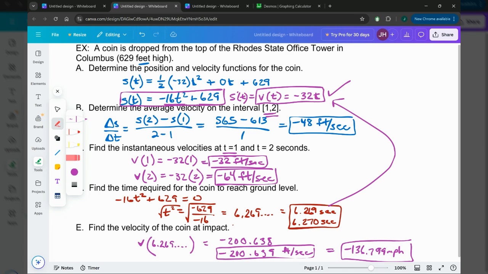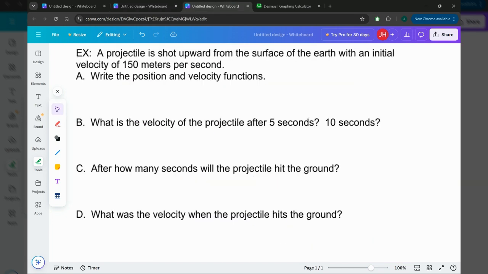Now let's do a similar question based on meters, metric. This time when I write my position function, I'm going to have to take half of the force of gravity, which is negative 9.8 in the metric system, times t squared. I have to add my velocity times the time.